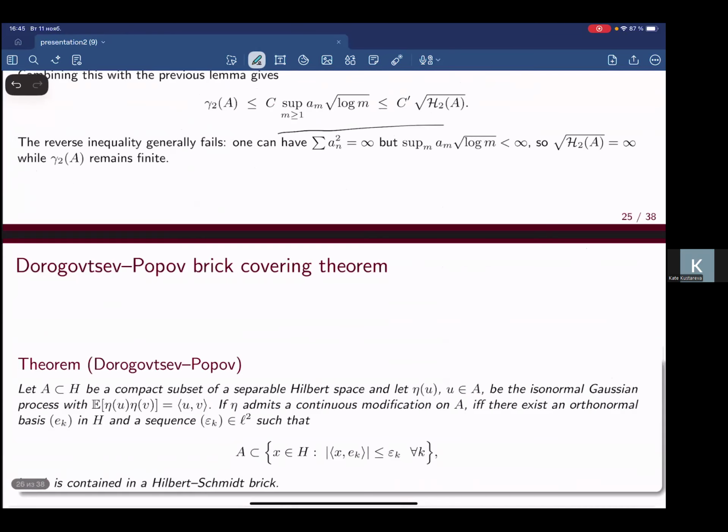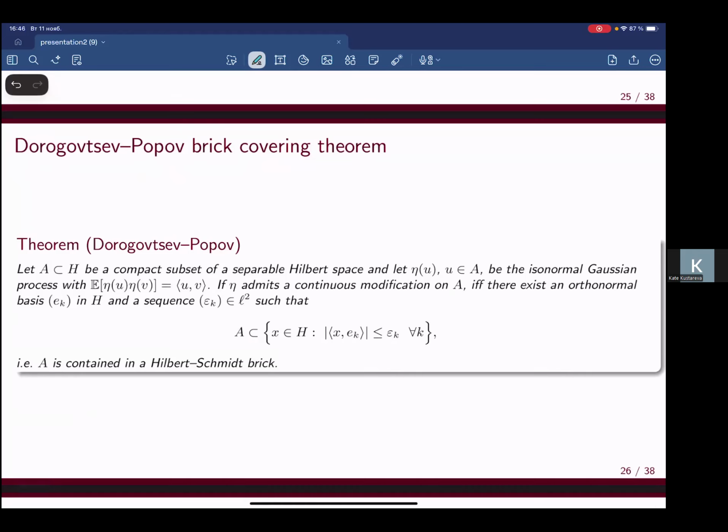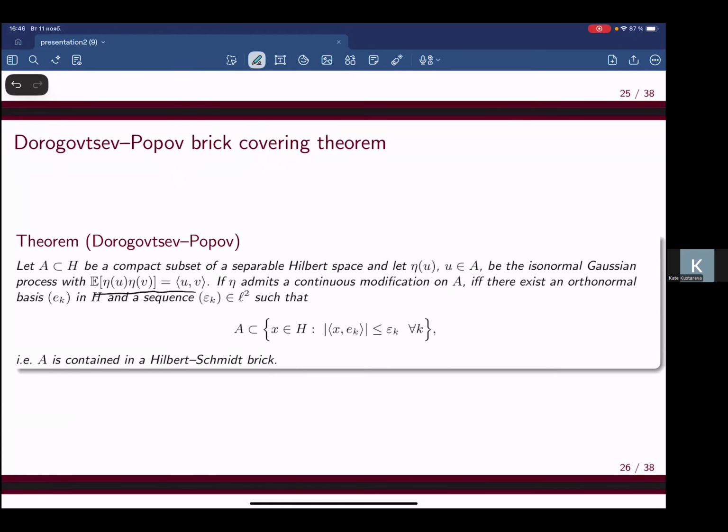And similar estimates make it possible to conclude that the following theorem holds, which provides a necessary and sufficient condition for the existence of a continuous modification. So let A be a compact subset of a separable Hilbert space H, and let eta(u), u belongs to A, be the isonormal Gaussian process, satisfying that the expectation of eta(u) eta(v) equals the scalar product of u and v. And eta admits a continuous modification on A if and only if there exists an orthonormal basis in H and a sequence epsilon_k belonging to L2 such that A is contained in a Hilbert-Schmidt brick. So this is a great and well-known result from Dragovich and Popov.